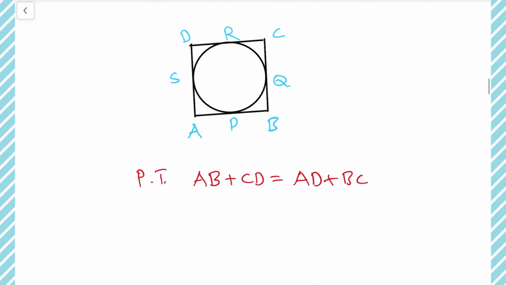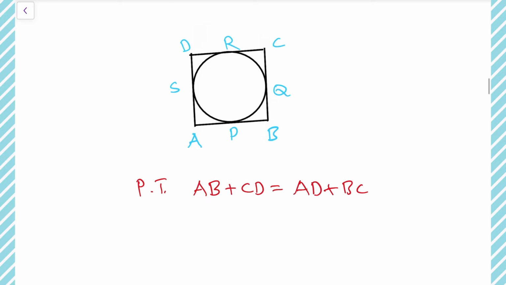Next, this is one of the very important questions. Based on this question only, one more question will be there again in the exercise. This is an example problem actually. In a quadrilateral ABCD, we have one circle also, and where the circle is touching the quadrilateral, the points are given as P, Q, R and S. Then he is asking to prove that AB plus CD equals AD plus BC.